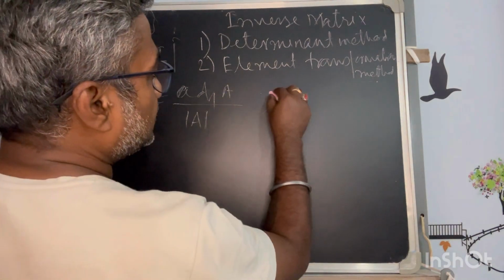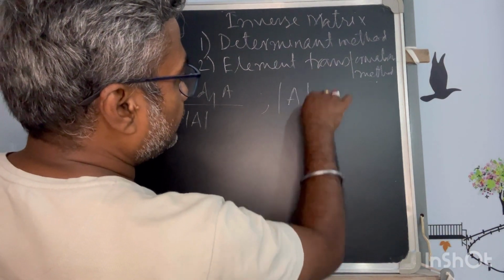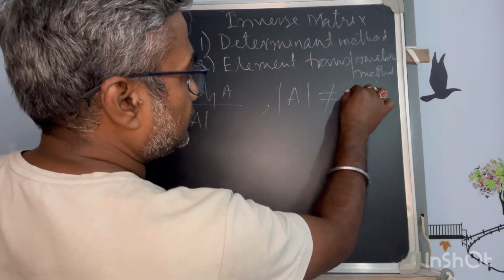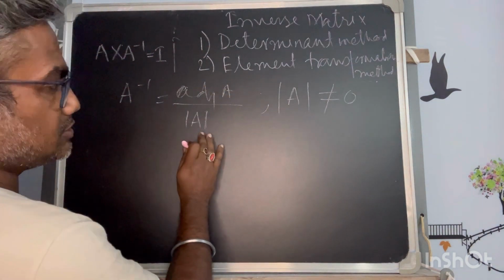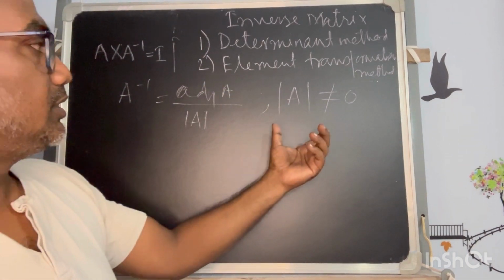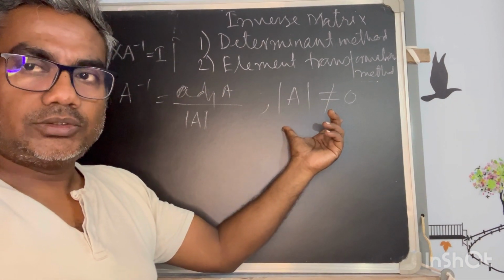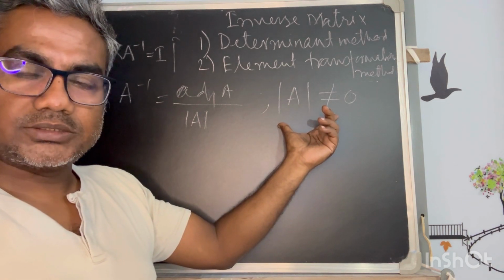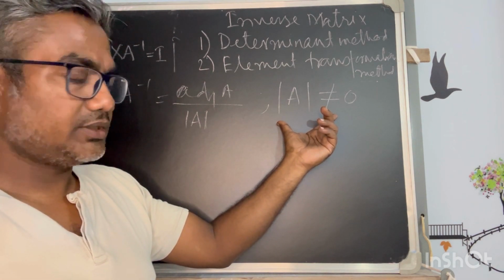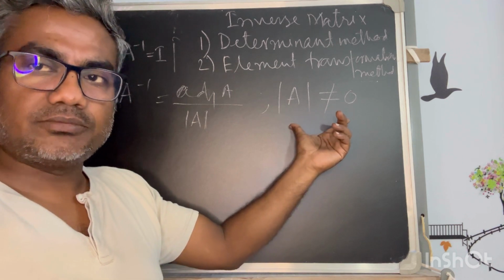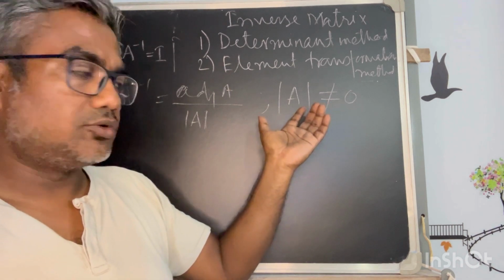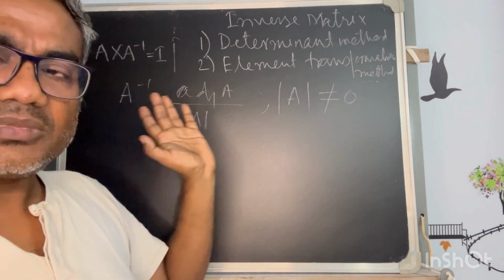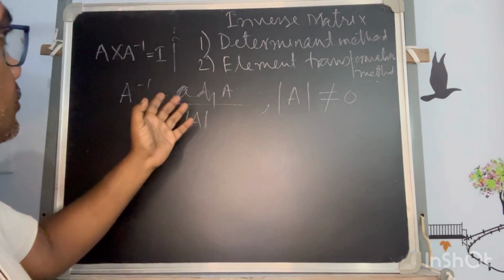But one thing I have to add is that the value of the determinant must not be equal to 0, because something divided by 0 is undefined. So the value of the determinant is taking a crucial part in this. First you have to check whether this value is coming 0. Then there is no point in finding the inverse. This is not possible. So this is one thing.